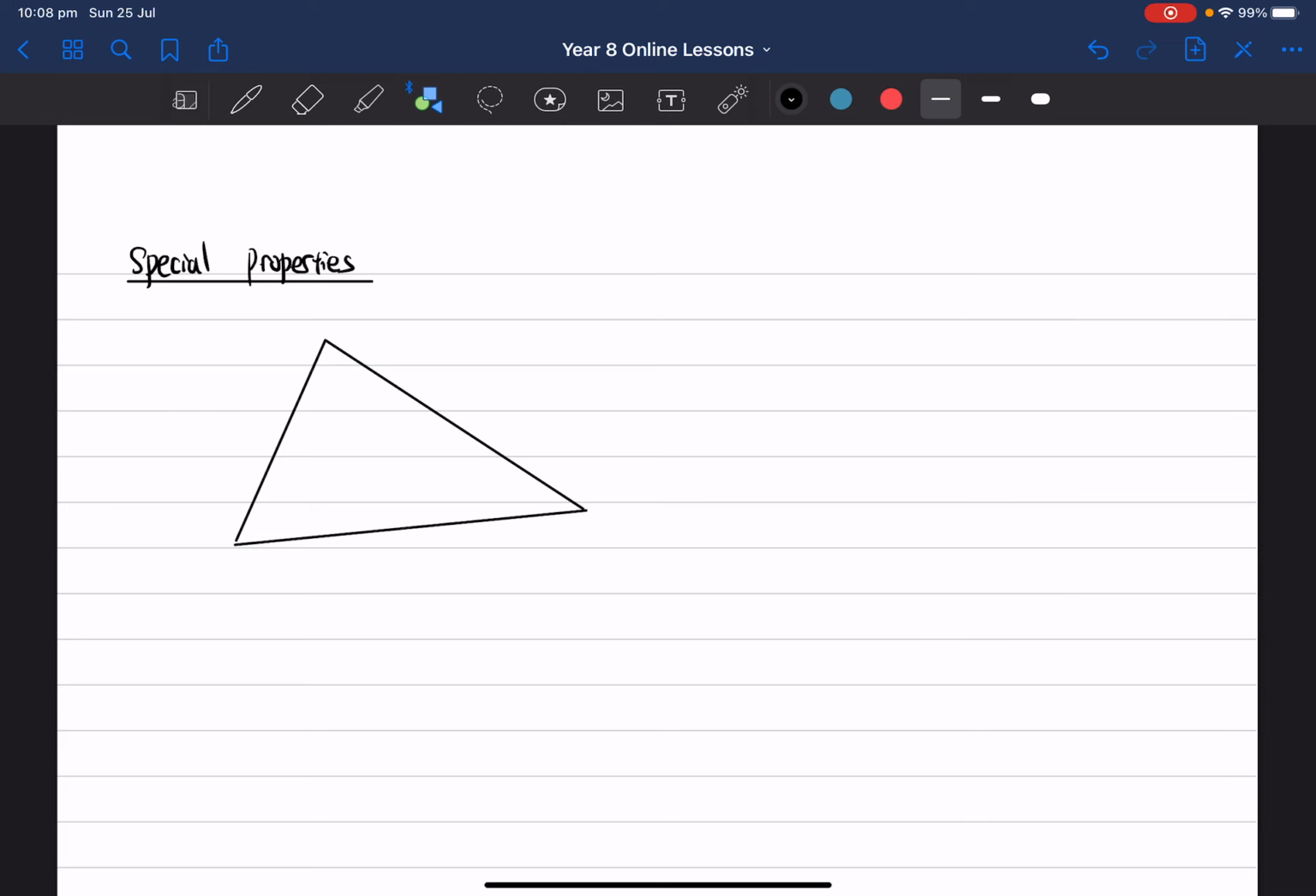Okay, alright, any triangles here? So we've got angle A, angle B, angle C. The first property is the angle sum of triangles, okay? The angle sum of triangles is always equal to 180 degrees. This is very, very important. It doesn't matter what triangle you have, for any triangle it's always 180 degrees.